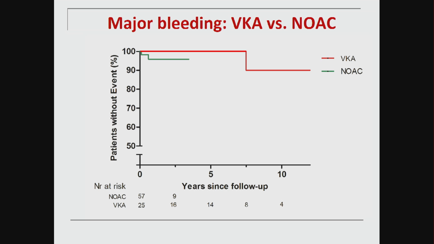Now it's the same Kaplan-Meier, but for freedom from the first major bleeding. You see that so far there have been 2 major bleeding events in the NOAC group, the green line, and in the vitamin K antagonist group in the long term, there was only 1 major event.